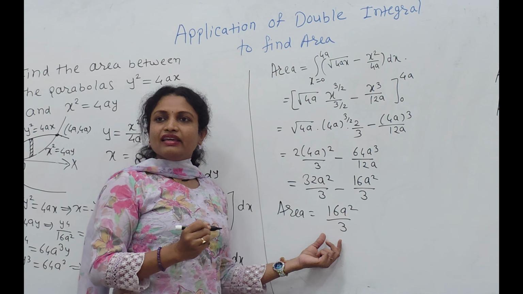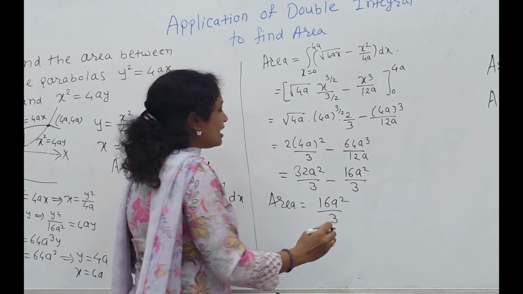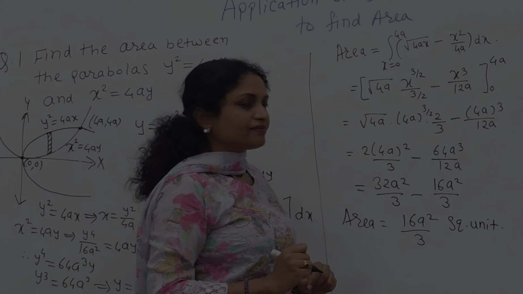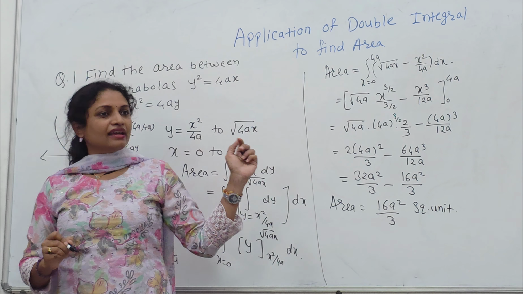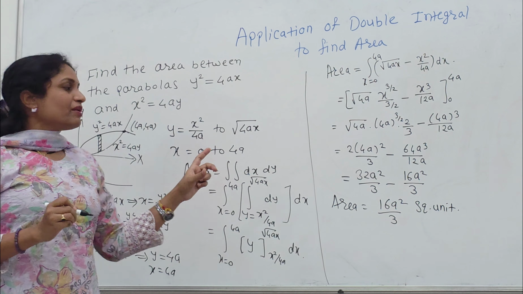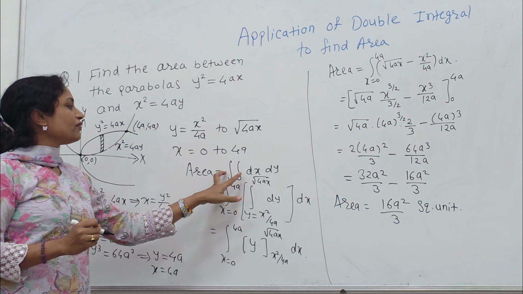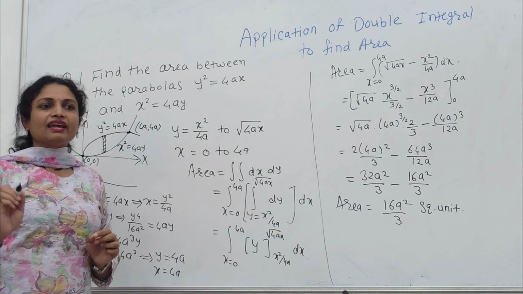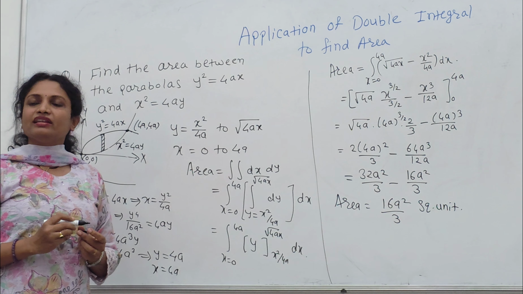And as it is an area, you need to write the unit here. Either write square unit or unit square. So in this way you need to find the area in an example, just by putting the upper and lower limits for x and y in this particular formula. The rest of the procedure is exactly similar to your double integration when limits are not zero.